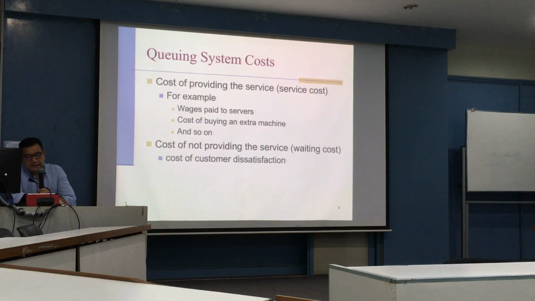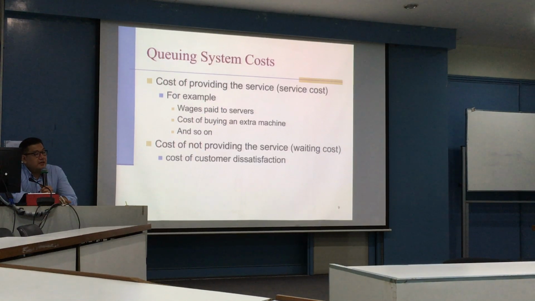So next is about the queuing system cost. Once you understand the importance of queuing, you understand that we're going to use the analytical model to analyze queuing as the approach we use in the class. The next thing you need to understand is the queuing system cost. There are two main costs involved in the queuing system. The first one we call the service cost, the cost that you need to pay in order to provide the service to the customer.